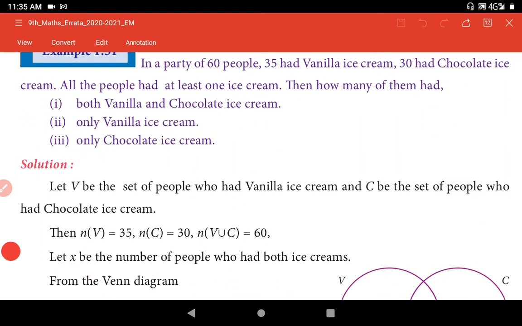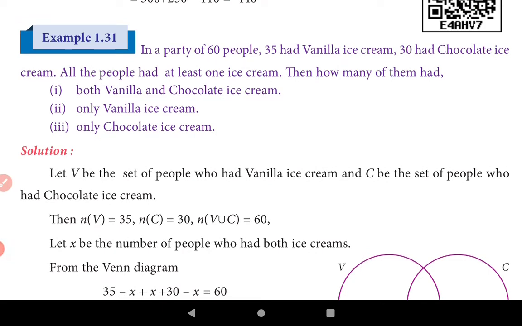Now another example, example 1.31. In a party of 60 people, 35 had vanilla ice cream, 30 had chocolate ice cream. All the people had at least one ice cream. Then how many of them had both vanilla and chocolate ice cream? Only vanilla ice cream, only chocolate ice cream. In the party of 60 people, 35 are holding vanilla ice cream and 30 are holding chocolate ice cream. So the question is, in 60 people, all the people have one or both of these. Then what you have to find is how many people have both.